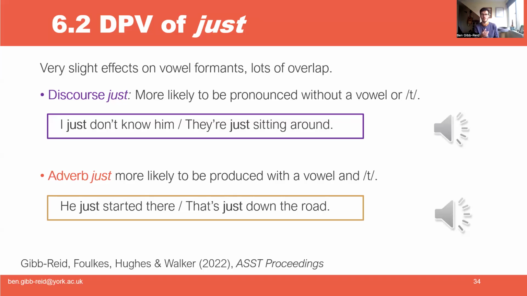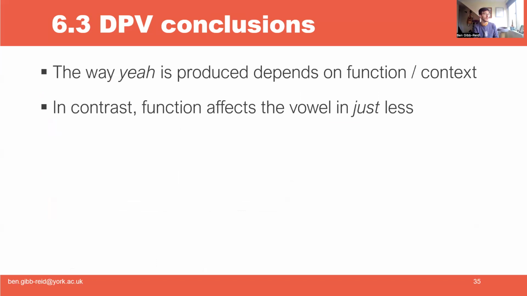The formant values of the vowel were relatively straightforward for just, and that seemed to allow it to have some individual variation in there, or to permit the individual variation to be much clearer and less muddied by function. So the way yeah is produced depends on function and context. However, the function affects the vowel in just less in terms of its quality.